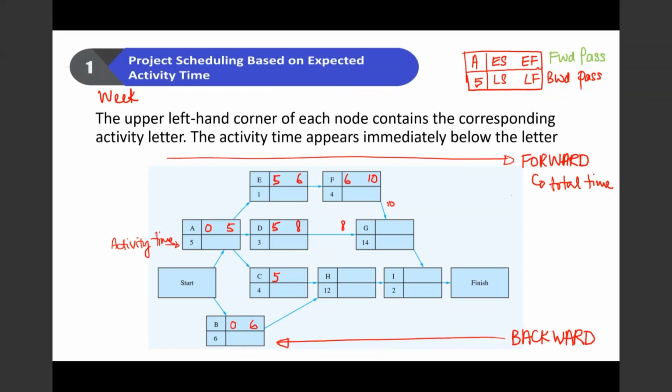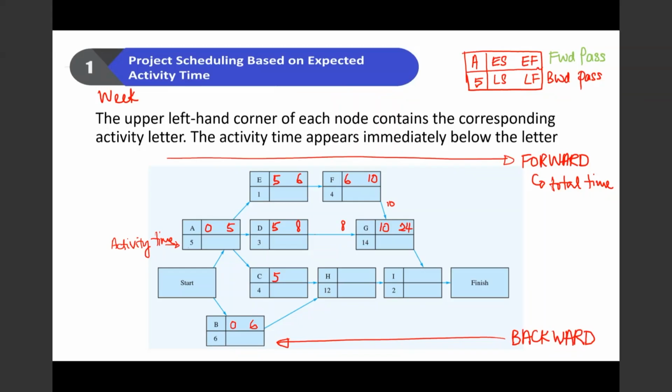So in the forward pass, activity G can only start after activity D and F have finished. Activity D finishes in week 8. However, activity F only finishes in week 10. So we have to wait until both activities have completed. That means we have to wait until activity F has also finished. So G can only start after both activities have completed. It takes 14 weeks, so 10 plus 14, this is 24.